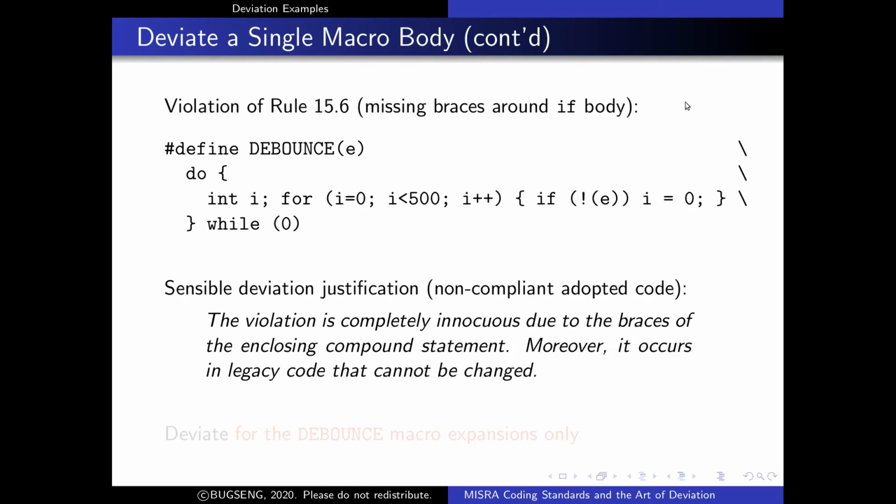Okay? So the main reason of the four that are legitimate that we are invoking here is that this is required because we have adopted code that is non-compliant. So this macro is contained in a header file that nobody can change. Okay, so if the tool supports that, the best way to do this is to deviate for the debounce macro expansions only. So ideally, the tool should enable you to say, okay, rule 15.6 is deviated just for the body of the debounce macro. So whenever the debounce macro is expanded.